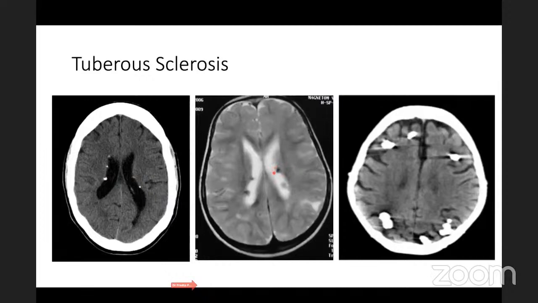So whatever is seen as black on the MRI is usually calcification. In addition to this, you can see cortical tubers which are not seen on the CT. But in certain cases, in older patients, with time, these tubers get calcified. This is the CT of another patient on the rightmost corner, which shows calcifications of the cortical tubers as well. So this is again another condition where calcification can be picked up.